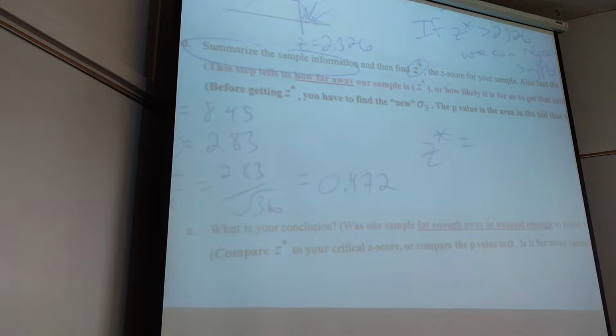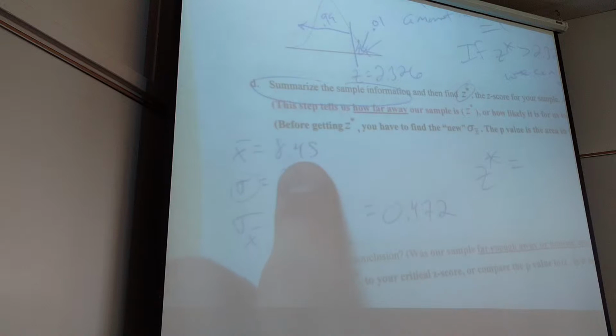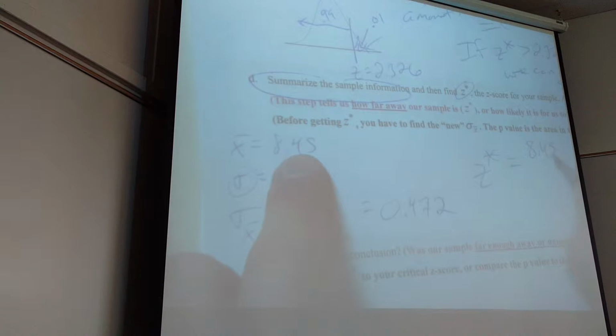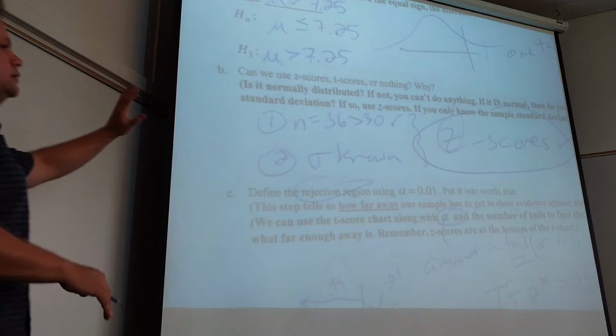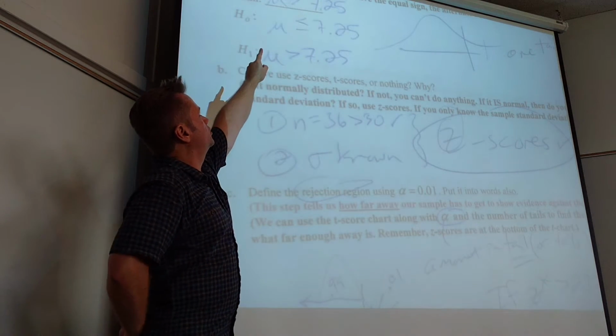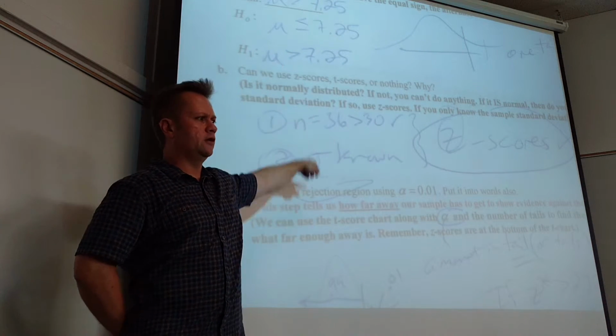This part's the same as always. It's my data point. 8.45 is what we saw, minus the supposed middle, which is 7.25. So let me make sure you guys... I always do a hypothesis test like this. Assuming it is 7.25, look what I can do.